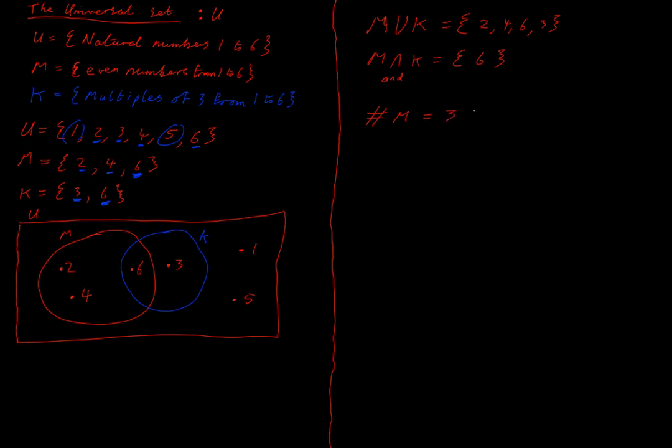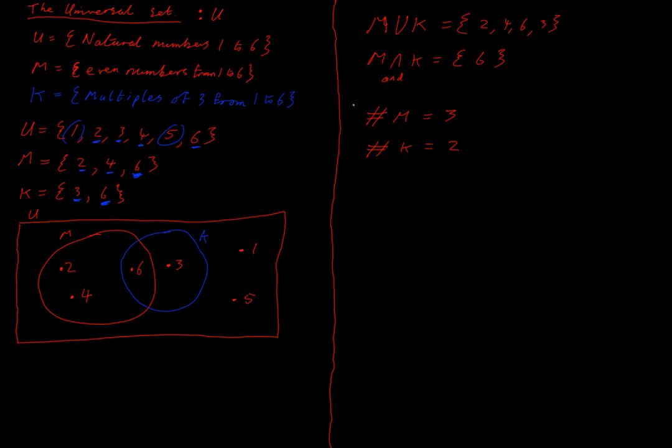Now I don't put that in brackets because I was counting elements. So this isn't a set, this is the number of elements in M. Likewise, I could ask how many elements there are in K. So how many elements are there in K, or what's the cardinal number of K? I have 1, 2 elements in K. So 2 is going to be the cardinal number of K.